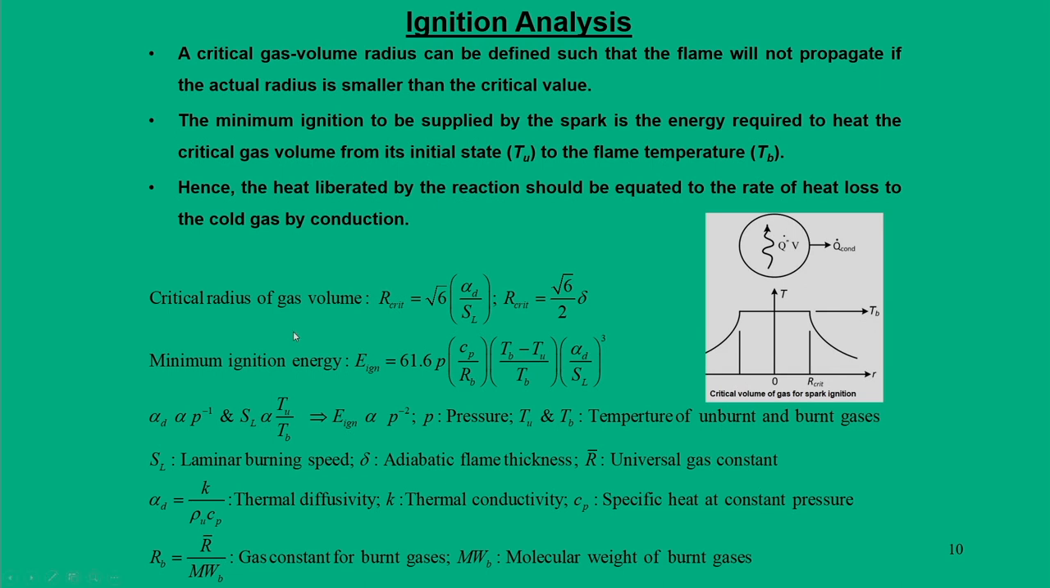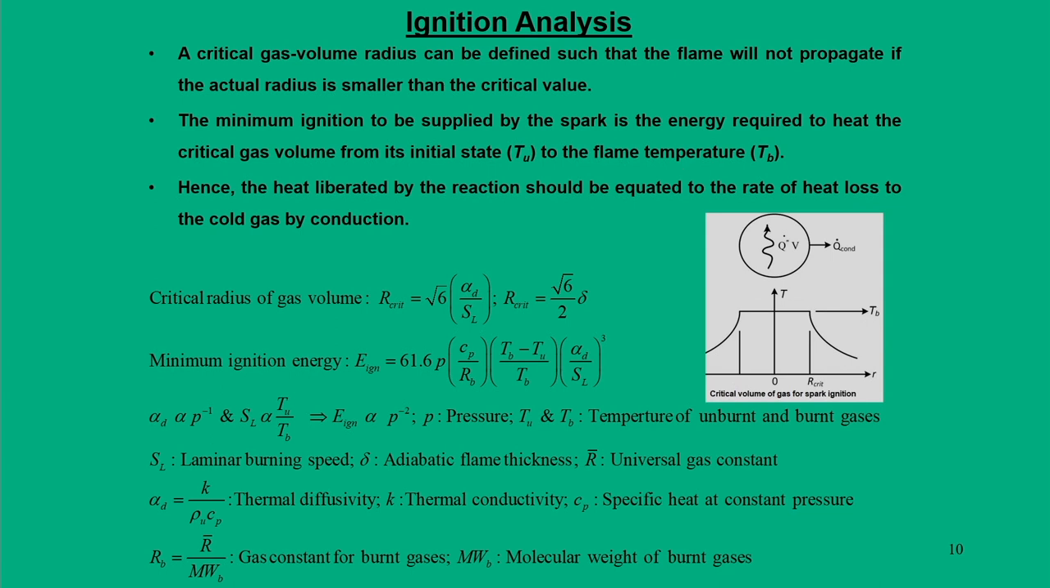That analysis gives us the amount of energy, and we call this the minimum ignition energy, which needs to be supplied by the spark and which is required to heat the critical volume of the gas from its initial temperature TU to the flame temperature TB. So, we can define this minimum ignition energy expression.